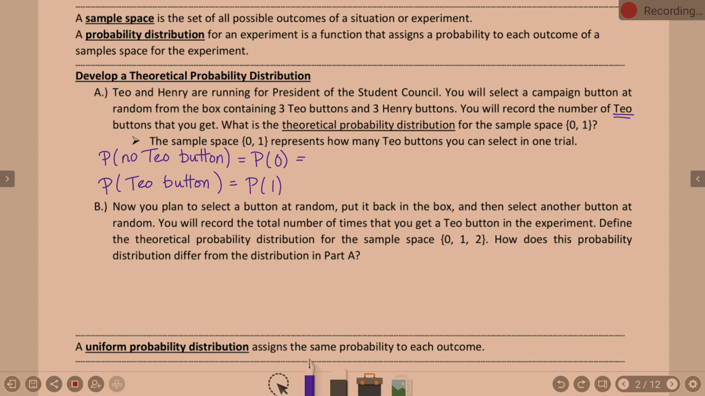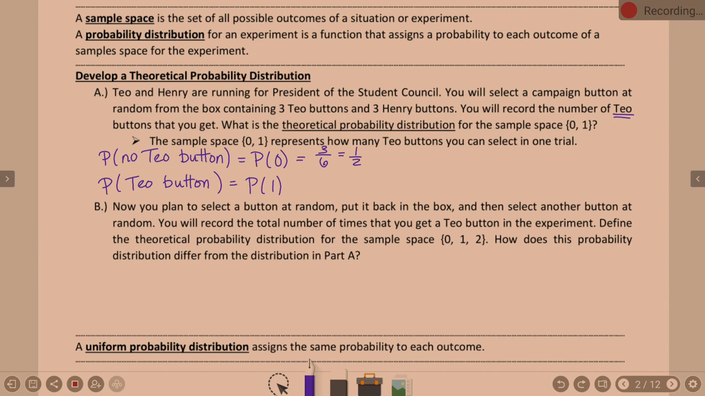Now, look at each of these probabilities. What is the probability of 0? So what is the probability that you got no Tio buttons? 50%. Could we say 50%? How many buttons are you drawing from? 6. You're drawing from 6. How many of these buttons are not Tio buttons? 3, 6. 3. In other words, how many are Henry buttons is basically what it's saying, right? And that's 3. And what do you know about 3/6? I have it as 1/2 on mine.